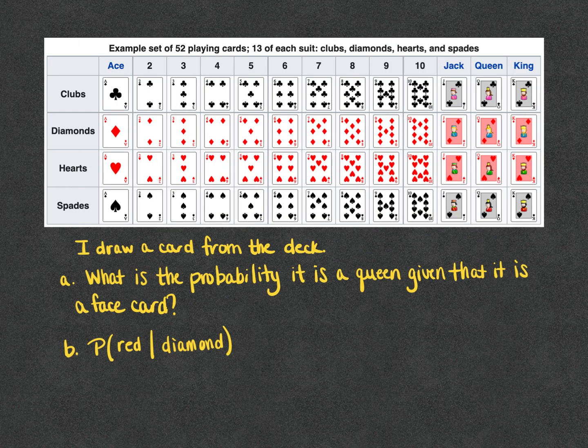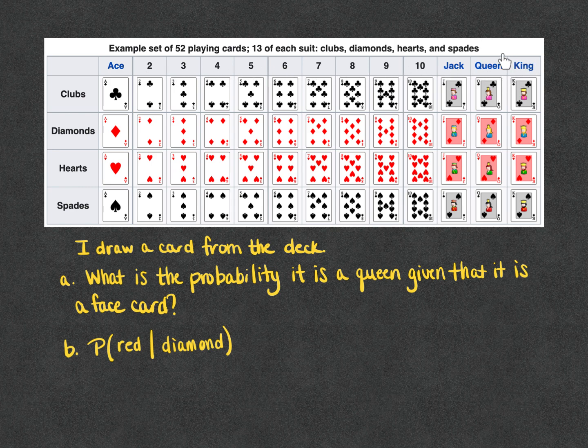All right, so let's look at an example of how this will work. I am going to draw a card at random from a deck. Now, if you are not familiar with a deck of cards, here is not only a deck, but it's also got all of the different suits written out. The suits, again, clubs, diamonds, hearts, and spades. It lets you know what these types of cards are called.